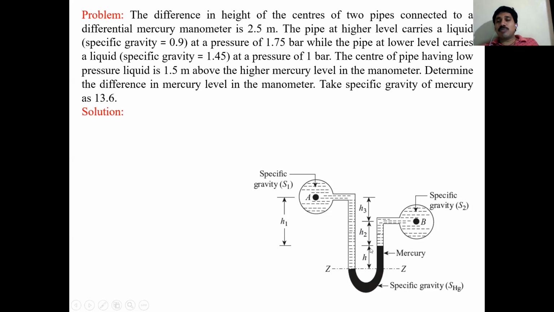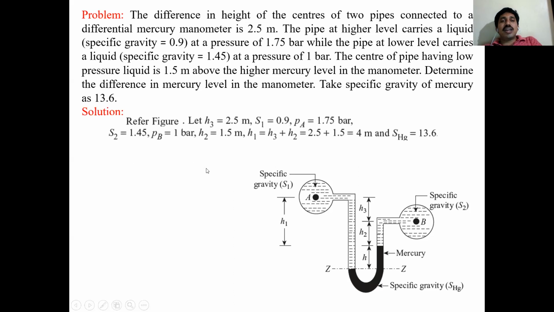The specific gravity of mercury is mentioned as 13.6. So this is the data: H3, S1, PA, S2, PB, H2. H1 means H3 plus H2, from point A to the mercury level on the right limb. H1 means 2.5 plus 1.5, that is 4. So SHG is 13.6. H1 is not directly given. For simplifying the pressure equation, I took H1.